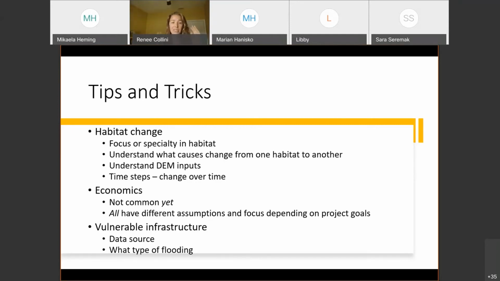So don't just look at the endpoint and what happens in 2100, but look at those steps between now and then to get a real understanding of how your habitat might be changing and what you might want to be managing for. Economic modeling, not that common yet.